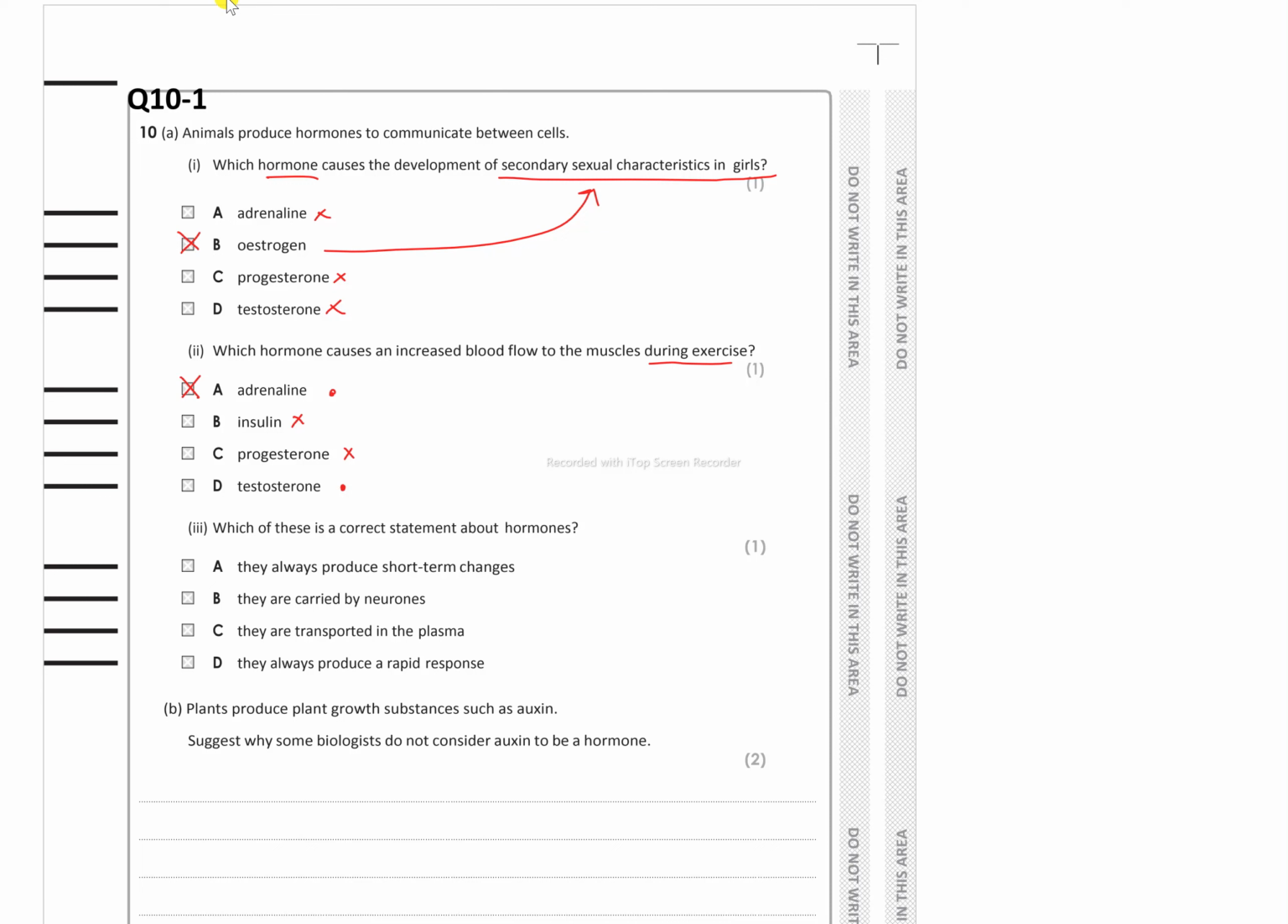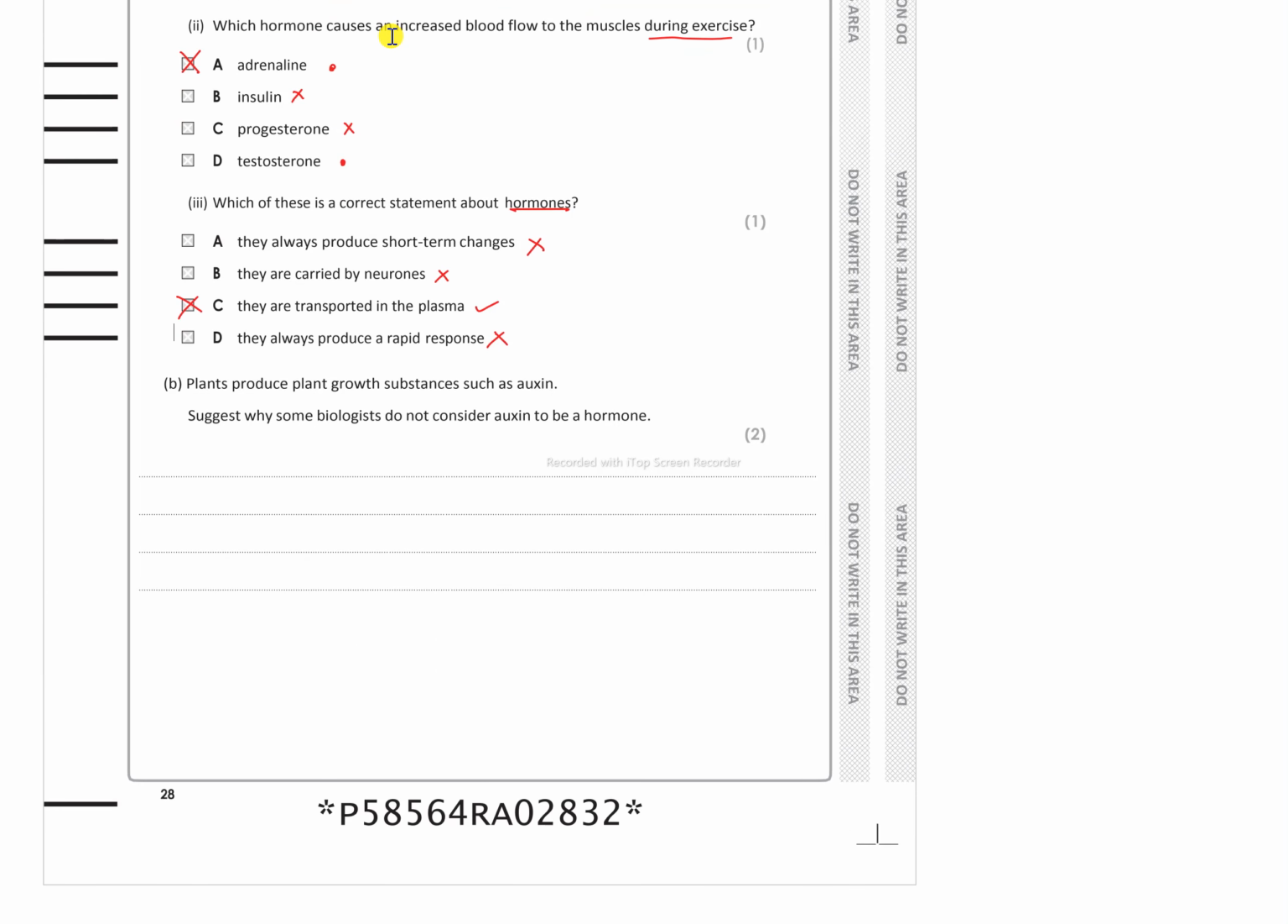Which of these is the correct statement about hormones? They're transported in the plasma. They always produce a rapid response. Nope, we know this. They always produce short-term changes. Nope. So it's definitely C on its own. All right, okay, I think we discussed this.